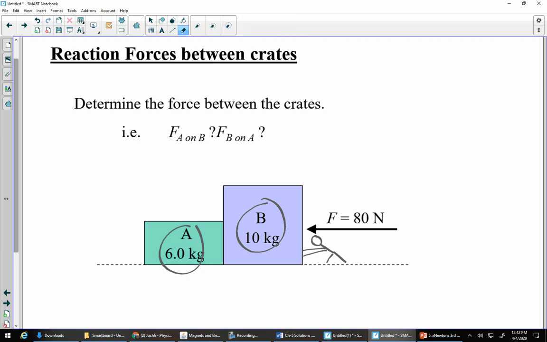But if I were to think about just what's pushing on A, realistically it's just box B that is pushing on A, and it's going to take less force to push A all by itself than it is to push B. I hope that makes sense for people.